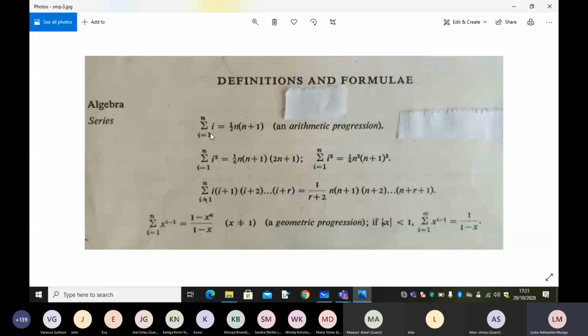So the summation of I up to n, that is 1 plus 2 plus 3 up to n, simplifies to n over 2 into n plus 1, so we can cancel like terms.